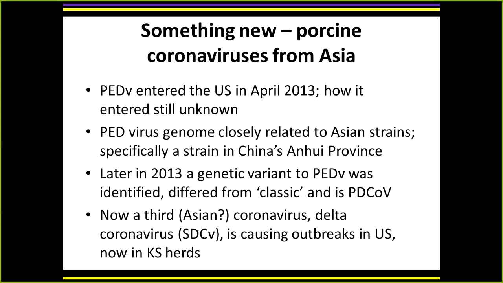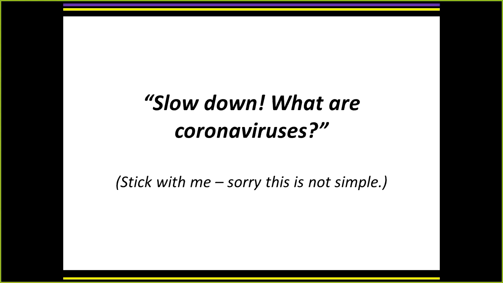Finally, in recent months, a third, probably Asian coronavirus, known as Delta coronavirus, started causing outbreaks in the U.S., and it's now moving into Kansas and has Kansas herds that are affected.